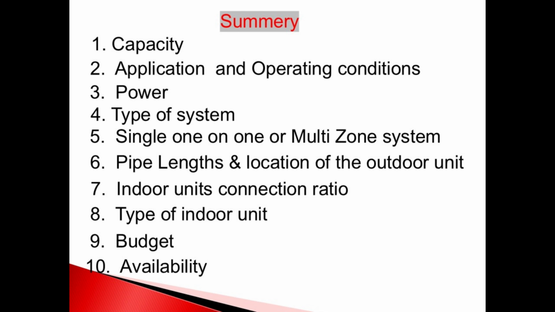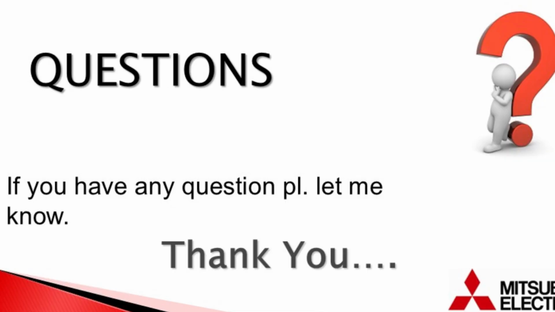In this presentation, we focused on air source heat pump units only. Determine if you need a single one-on-one system or multi-head unit. Decide the number of indoor units, capacity and type of each indoor unit. Check pipe lengths are within the permissible lengths. Check equipment and installation cost is within the budget. Check the unit availability. In just 20 minutes, I've covered several important factors to consider when choosing a split unit.